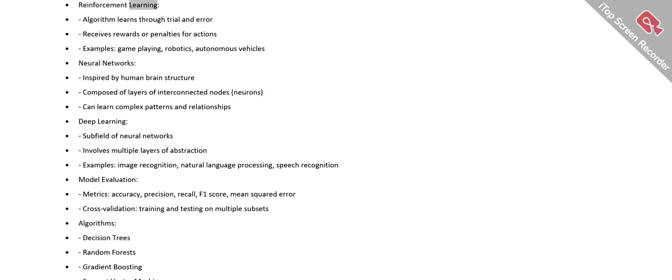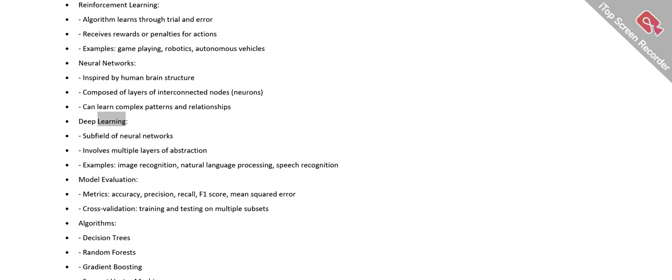Reinforcement learning. Algorithm learns through trial and error. Receives rewards or penalties for actions. Examples: game playing, robotics, autonomous vehicles. Neural networks. Inspired by human brain structure. Composed of layers of interconnected nodes, neurons. Can learn complex patterns and relationships.